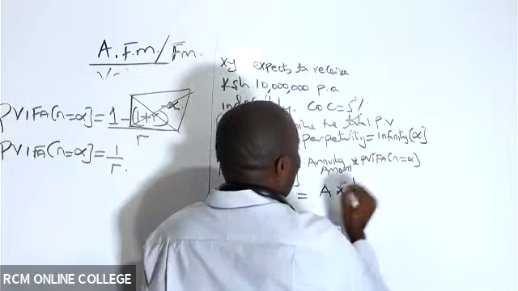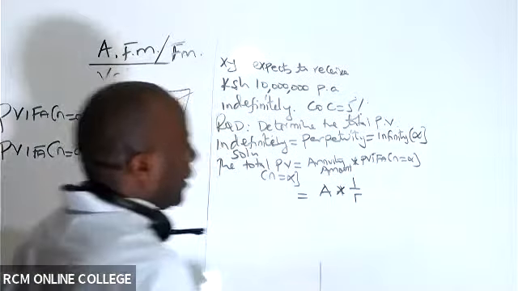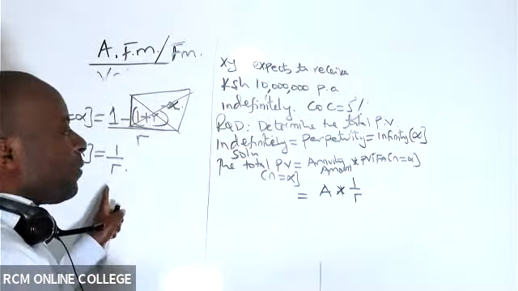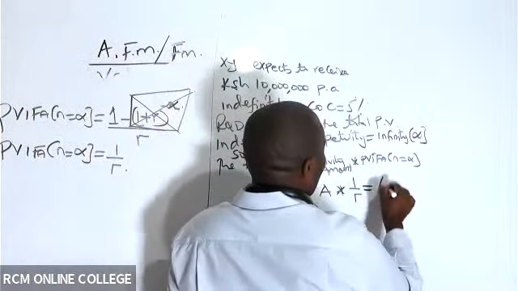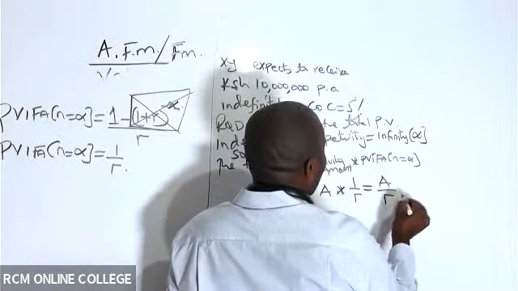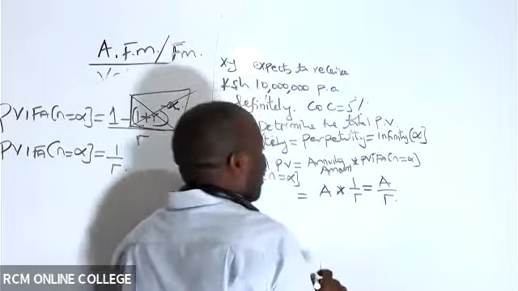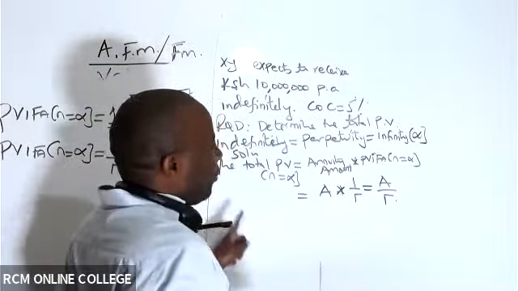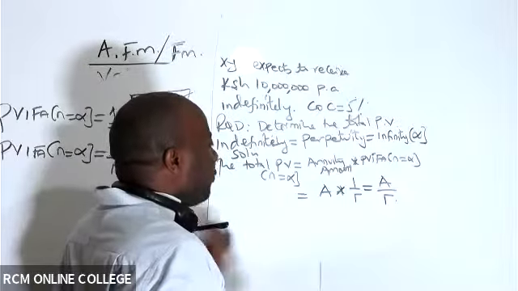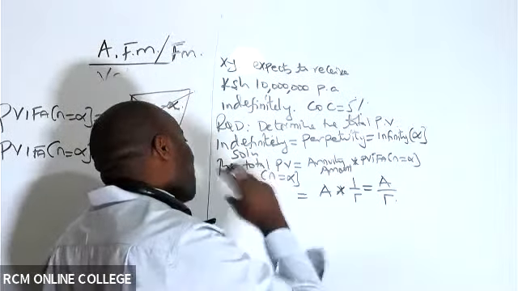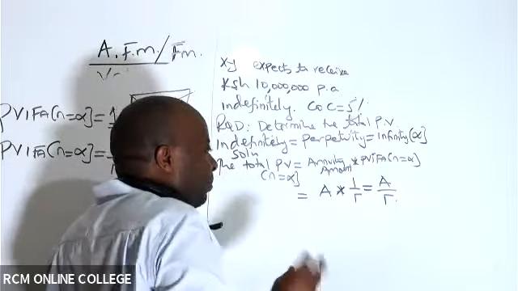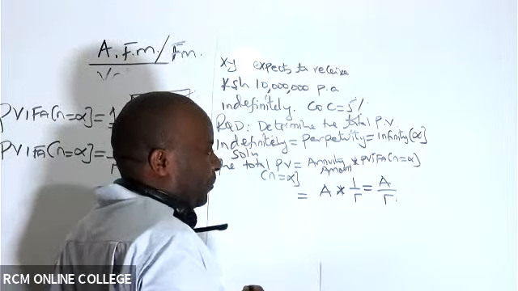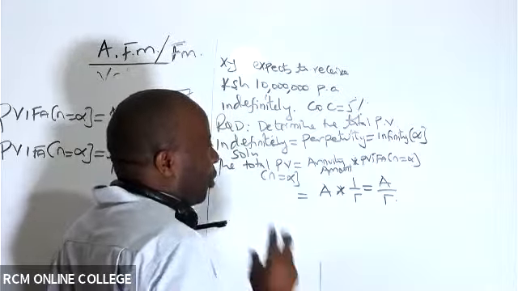This will be 1 over r. The PV factor when n is infinity is 1 over r, which basically translates to the amount divided by r. Very important: whenever I want the total present value when n is infinity, I take the amount in question and simply divide by r.